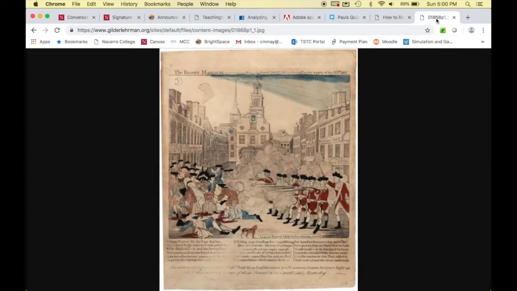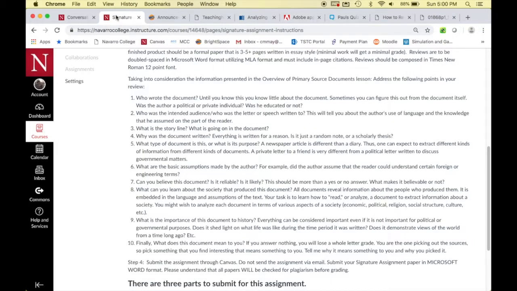So you've probably run across it either in this class or previously as well. It's fairly well known. So I'll be flipping back and forth between this picture and the information about the signature assignment. So the first question here has to do with the author.